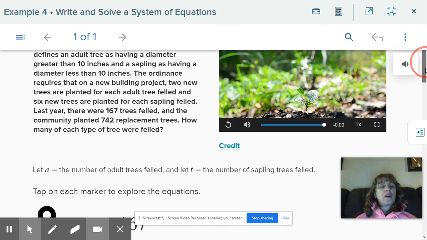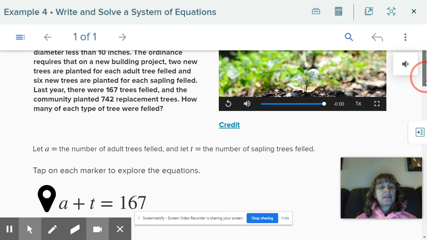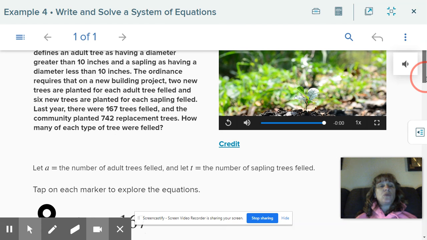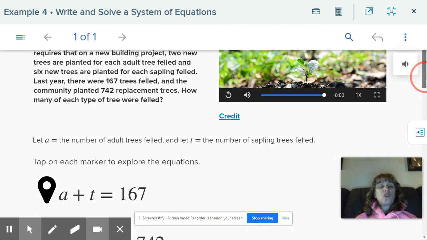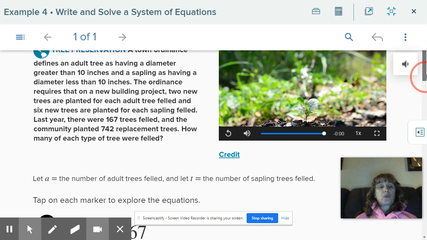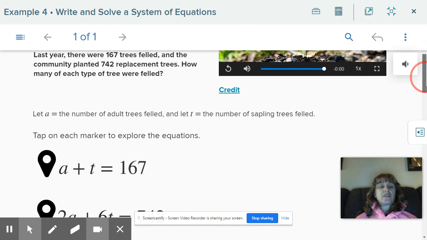So let's take a look at what our equations would be. A is going to be adult trees, that could be X, and T could be sapling trees, so that could be Y. Now remember, you can use any variables you want, but A is like X and T is like Y. They're just unknowns and they can be any letter. So what they've told you is that adult trees and sapling trees that were felled, that were cut, equaled 167. So there's one of your equations.